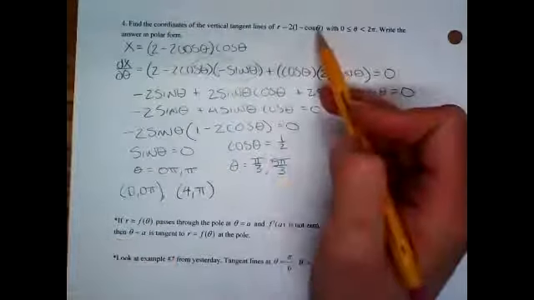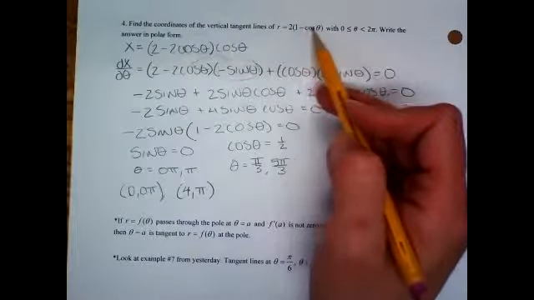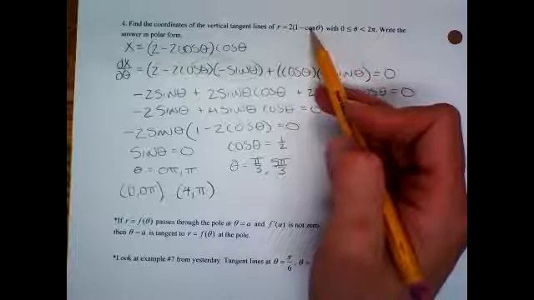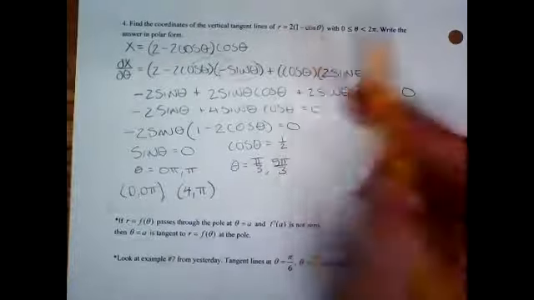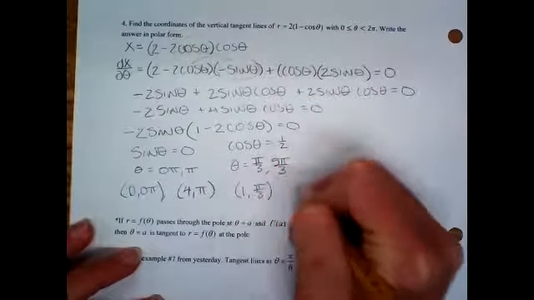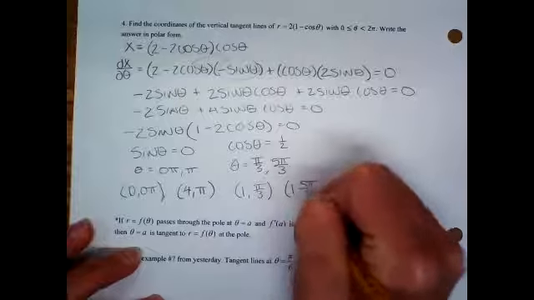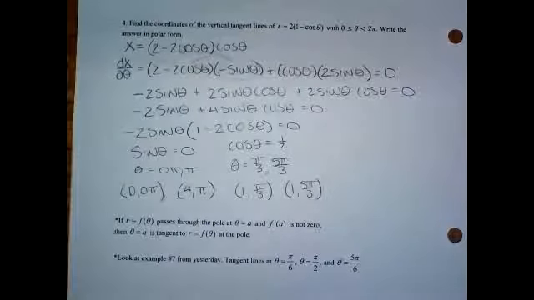Pi over 3. Cosine of pi over 3 is 1/2. 1 minus 1/2 is 1/2, times 2 is 1. So 1 at pi over 3. And then you're going to get the same thing for 5 pi over 3. Cosine of 5 pi over 3 is 1/2. 1 minus 1/2 is 1/2. And then 1/2 times 2 is 1.